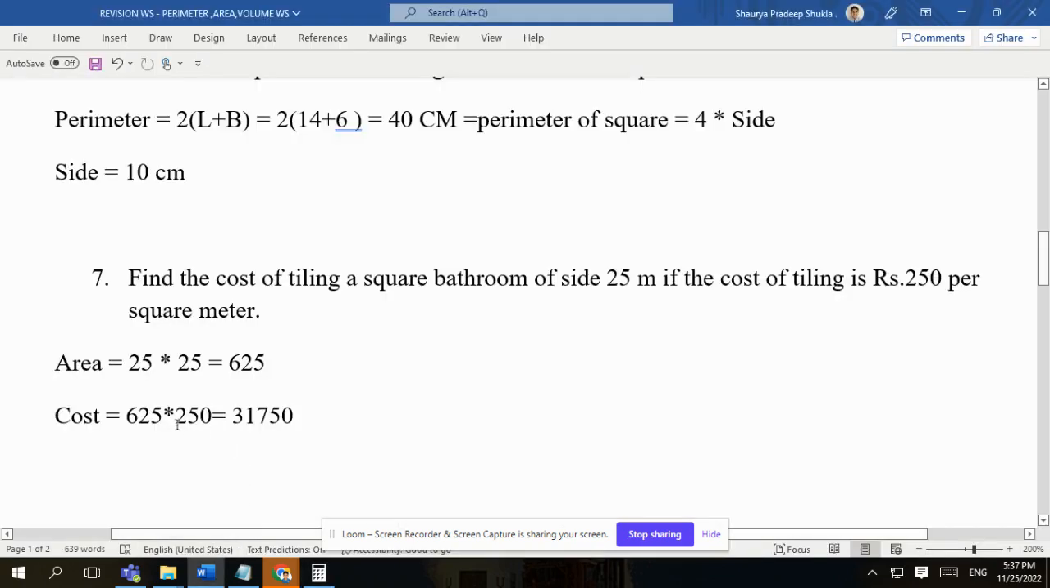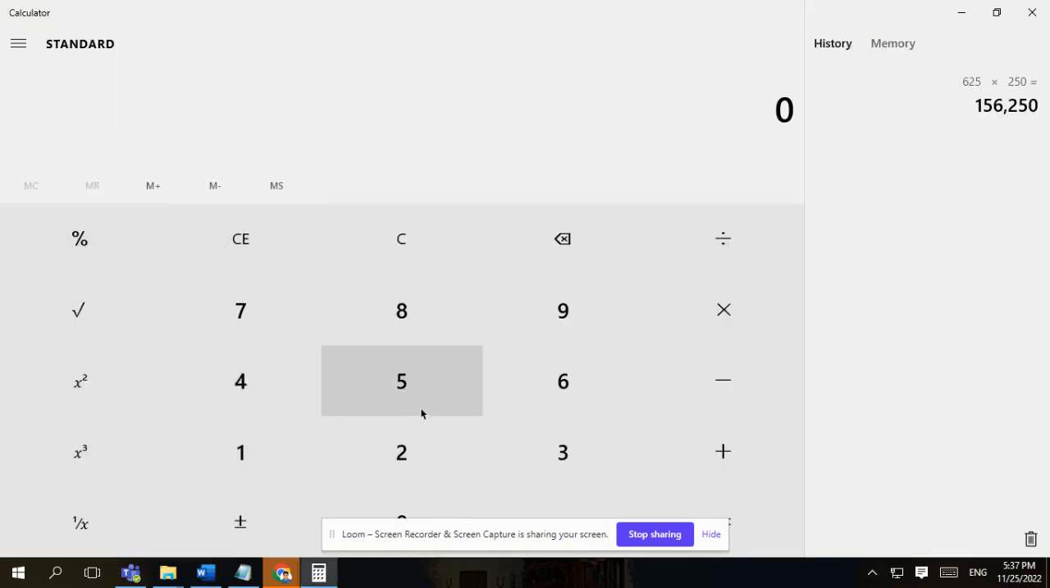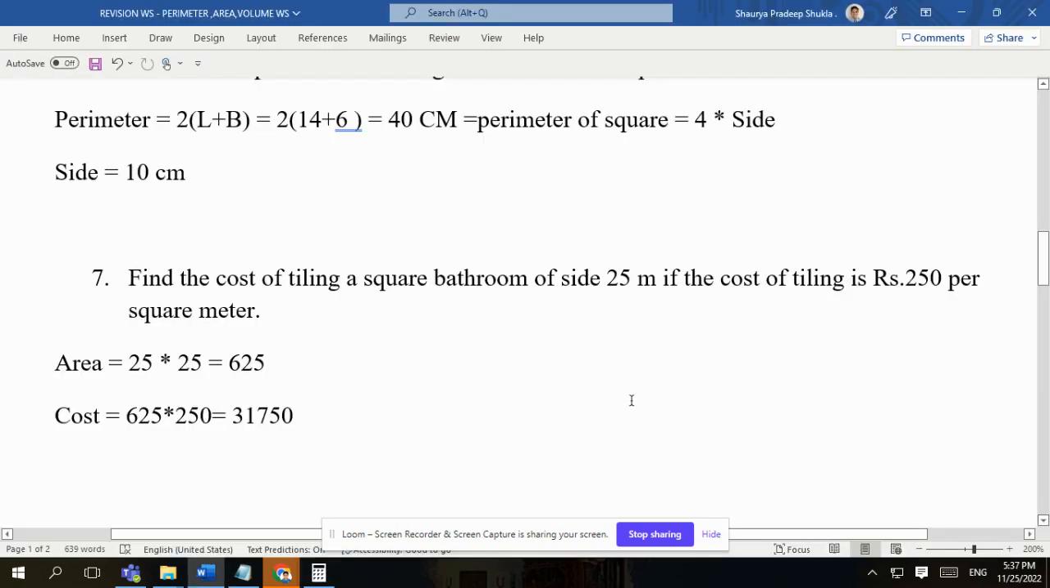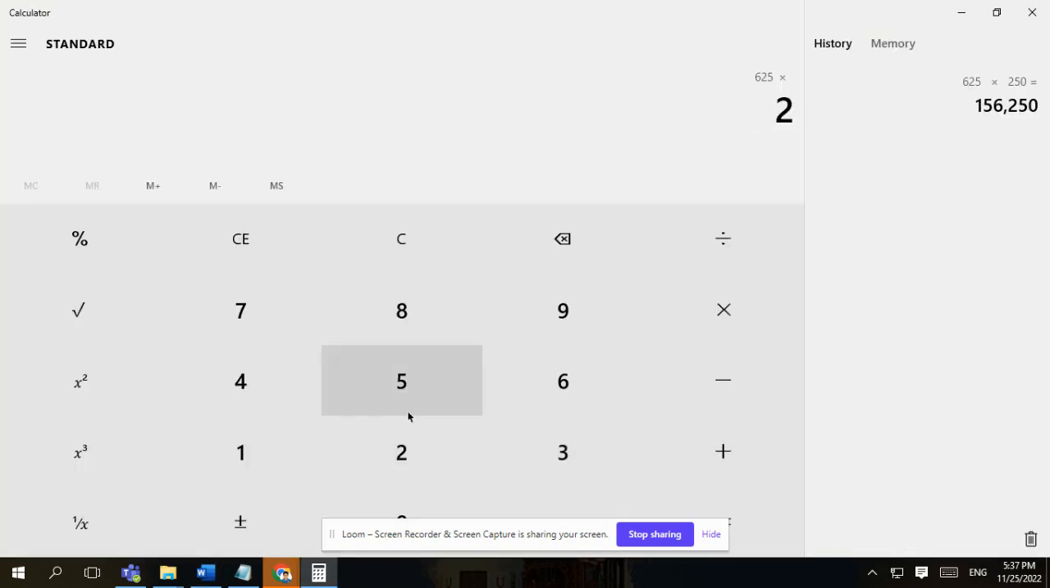Okay, this is 625 multiplied by 250. That is equal to 156,250. Okay, we'll see. Something is wrong here. So that's the answer. We'll do it again. Okay, we'll solve it one more time anyway.